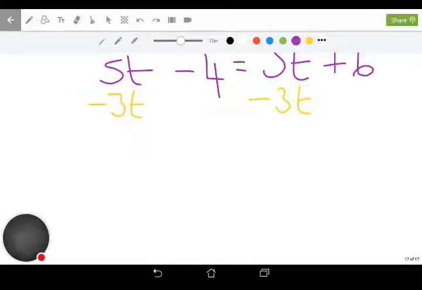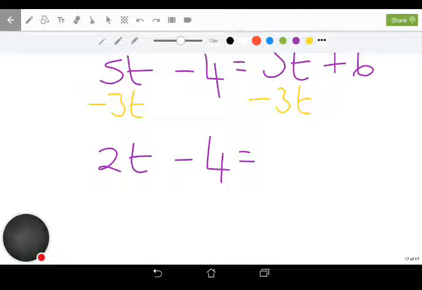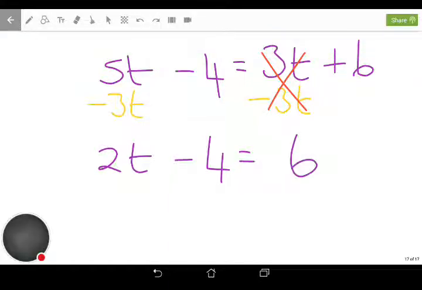5t take 3t leaves us with 2t. So we've got 2t minus 4 equals 3t minus 3t. We've got nothing. It cancels it out. And then you've got 6. So now we're left with 2t minus 4 equals 6.